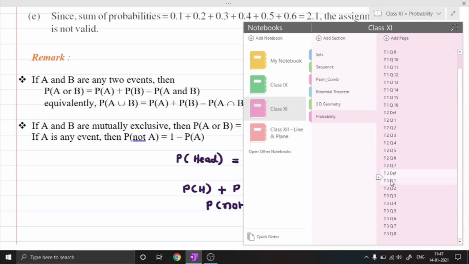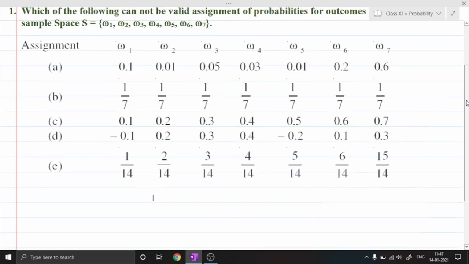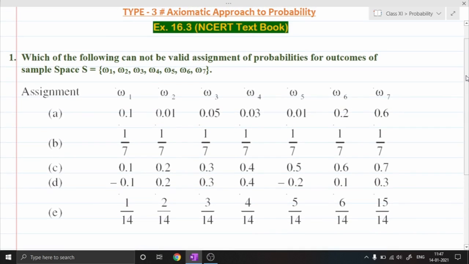First question, I am taking over here. The first question given to us is: which of the following cannot be a valid assignment of probabilities for outcomes of sample space S? Okay, so first, look at the first part over there.